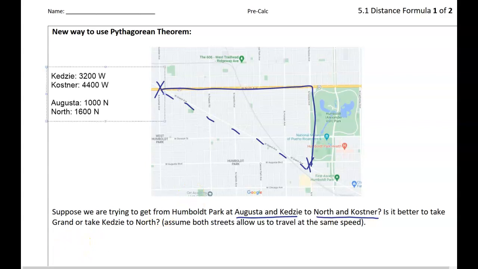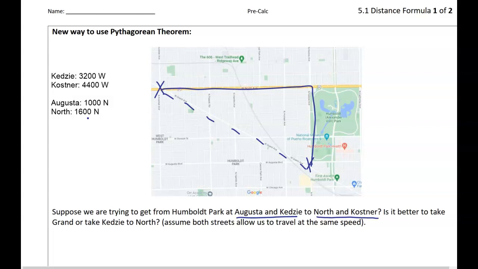And then what you need to know to tackle this problem in this way is that every street in Chicago has a number, and it's like coordinates, right? So Kedzie is 3,200 west, Costner is 4,400 west, and Augusta is 1,000 north. North Avenue is 1,600 north. So you can actually use these numbers to navigate around the city just by looking at the house numbers on buildings. You'll have a rough idea of where you are if you're familiar with this.